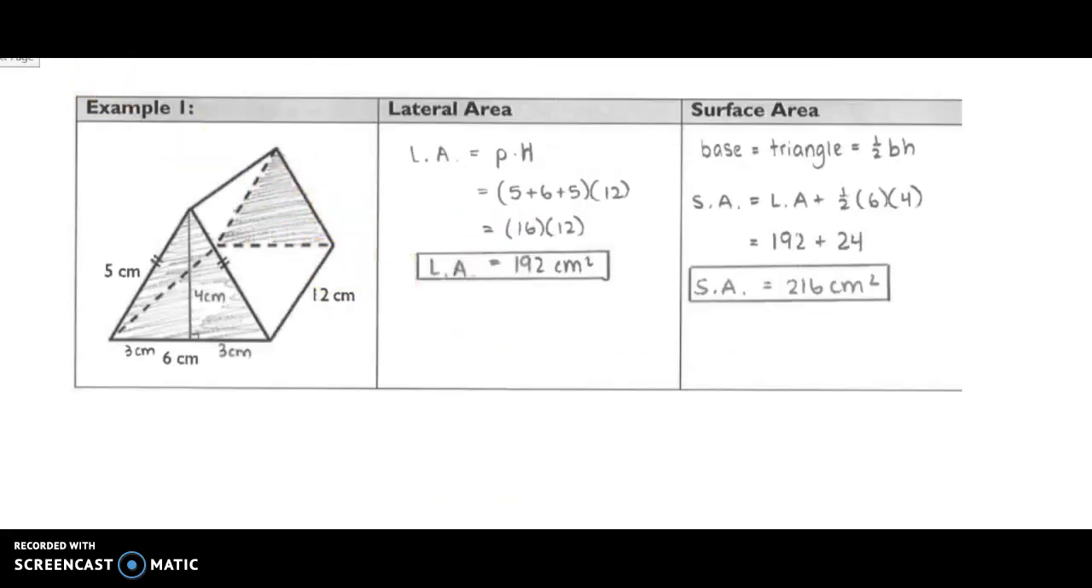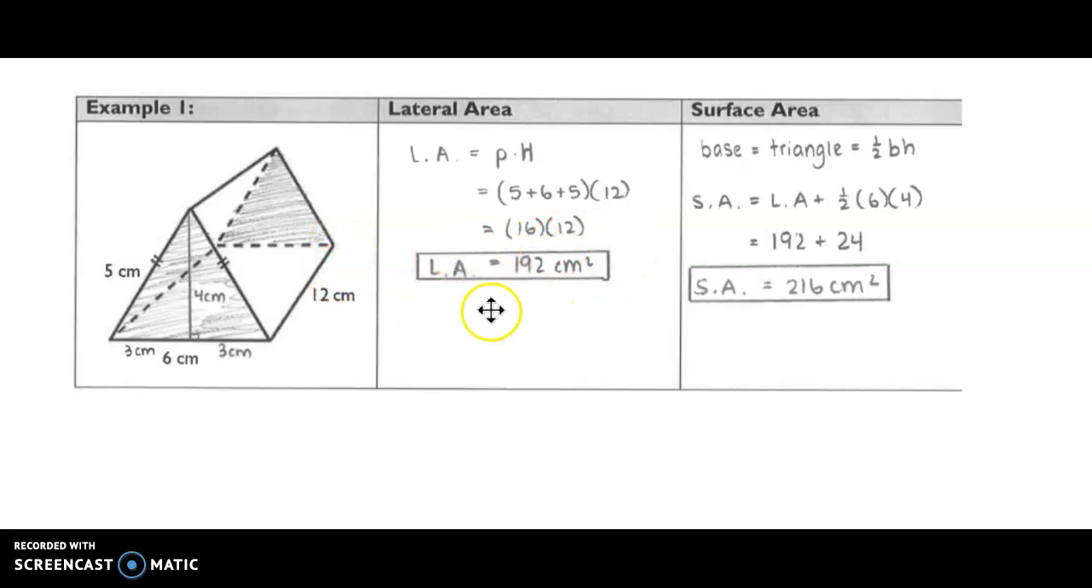And so just a few examples to look at here. You have the note solutions, but if you want to try some of these on the blank notes, you can certainly do that. So here, the lateral area for this triangular prism is, again, P times H. Perimeter of the base, so 5 plus 6 plus 5, times the height, 12. That's the height of this object if you were to stand it up.